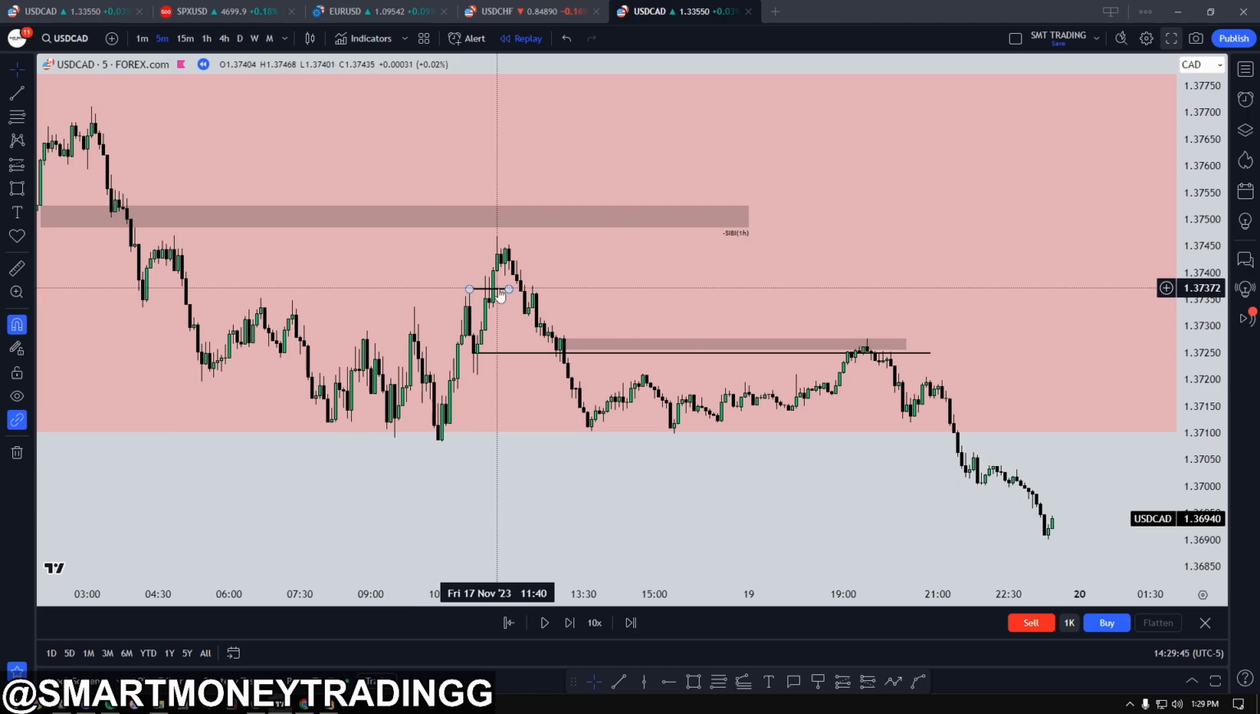Here we have a breaker form. Breakers can look a little bit differently at times, but this is a breaker, of course. It isn't a mitigation block, it is a breaker, and then eventually we have a mitigation block, a regular mitigation block, or a propulsion block if you want to call it that, since it's inside the breaker. I would name it a propulsion block too. And you can see we chopped around, then we came back up for Asia session.